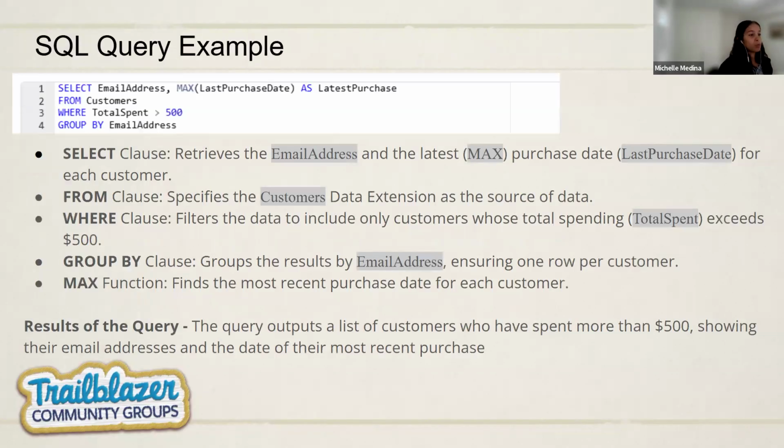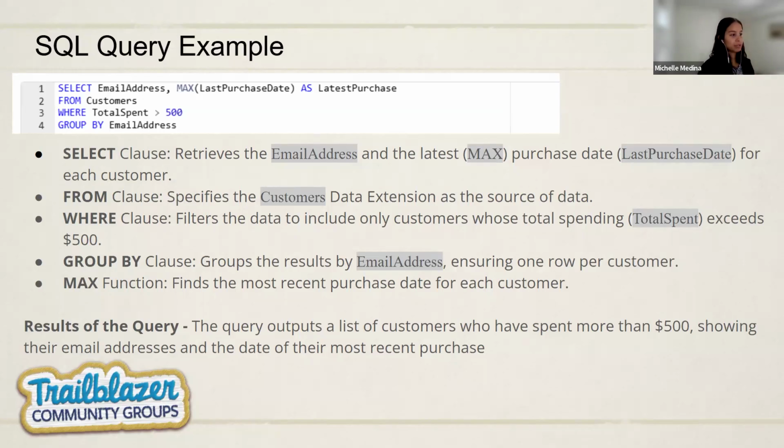So here, I just wanted to quickly walk through a query example that could be used within data management. At the top, you'll see a screenshot of a query. The select clause is retrieving the email address field and also grabbing the latest purchase date, which is that max function, for each customer. The from clause is specifying the data extension, which is the source. For this example, it's a data extension called customers.